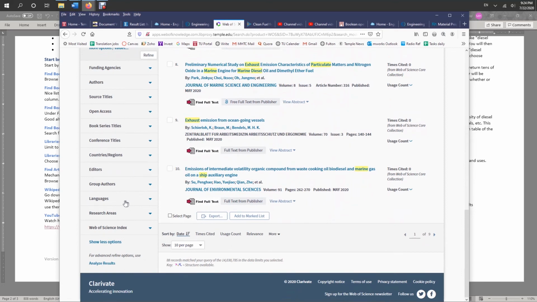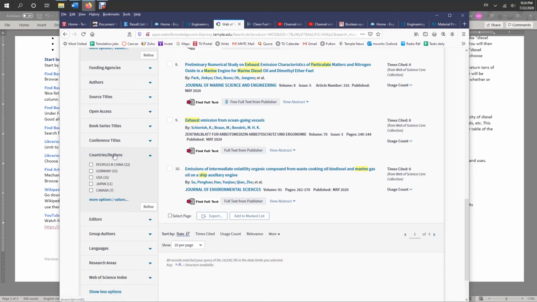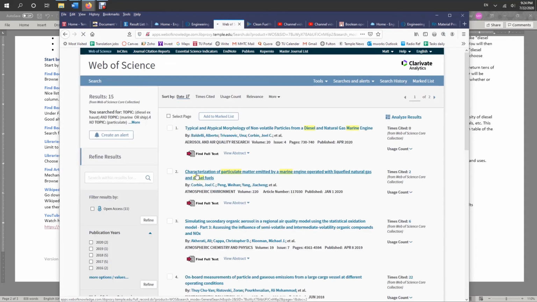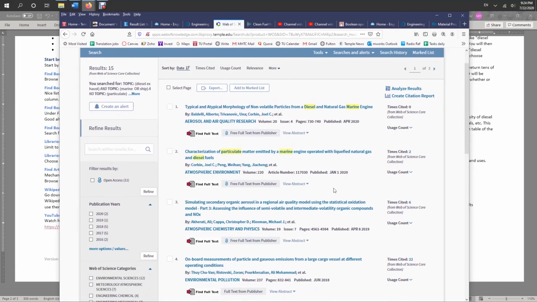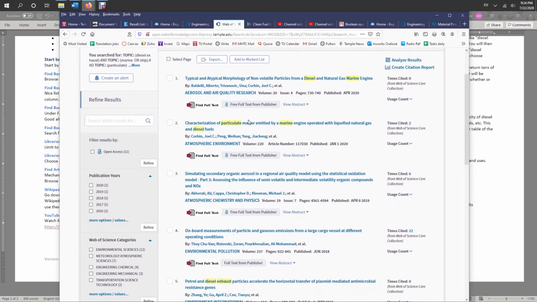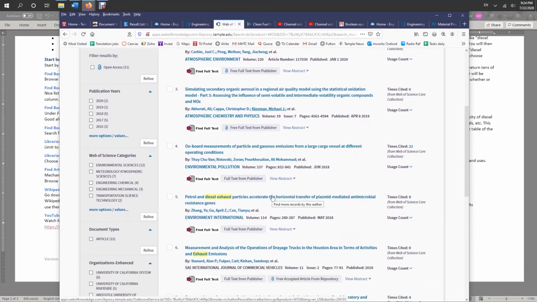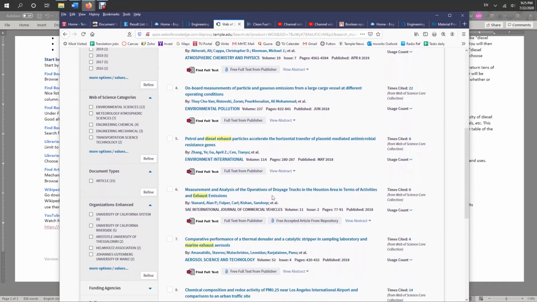Here we go. Languages, countries, regions. United States 15. Let's try that. Characterization of particulate matter emitted by a marine engine operated with liquefied natural gas and diesel fuels. So we're learning little bits as we go along.